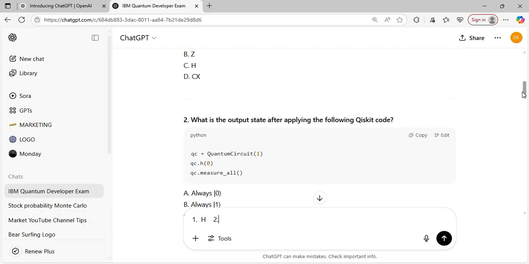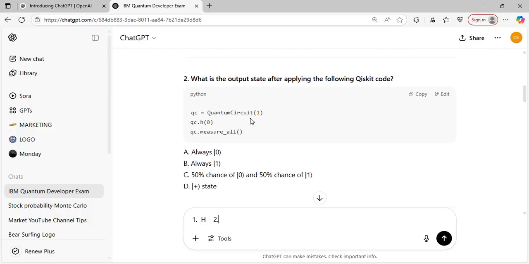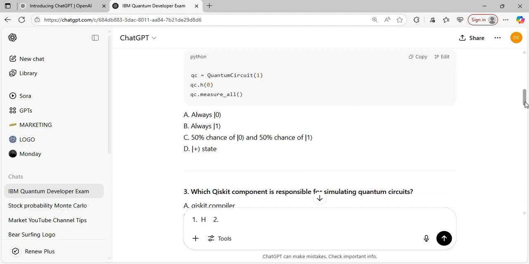What is the output state after applying the following Qiskit code? It says quantum circuit, Hadamard gate. QC means quantum circuit and dot H means Hadamard, so the Hadamard gate would be on qubit 0. It says measure all, so that would be number 2, C.